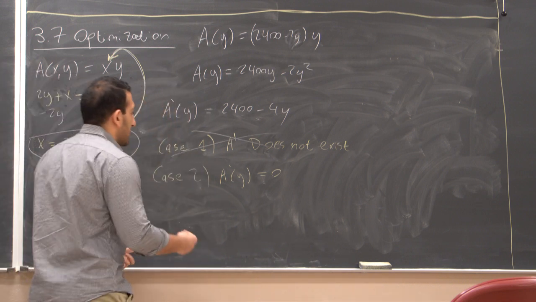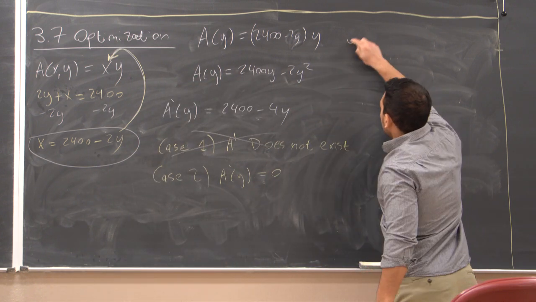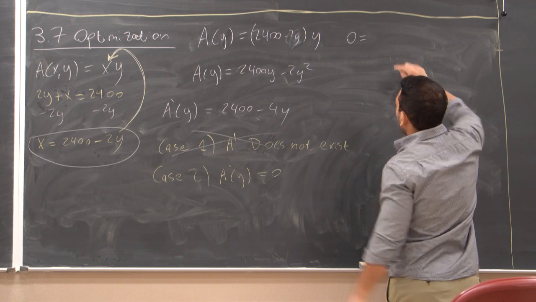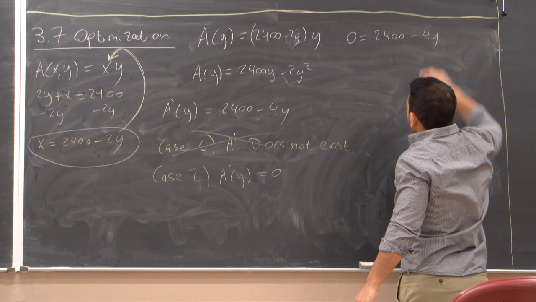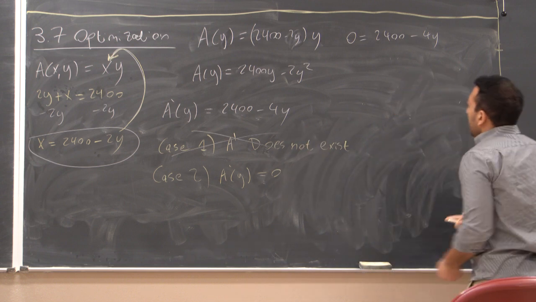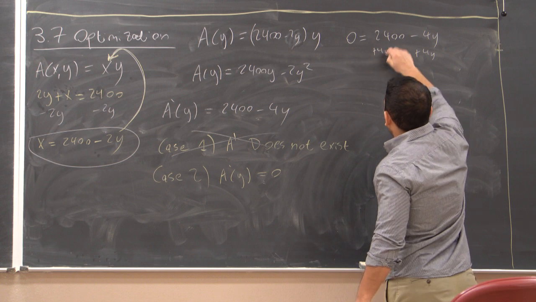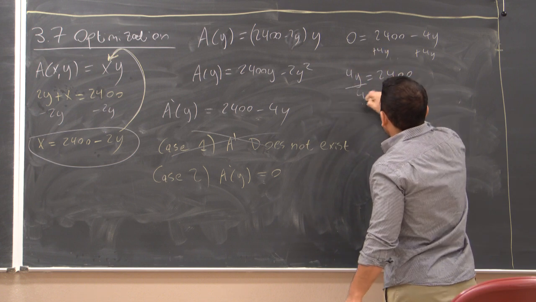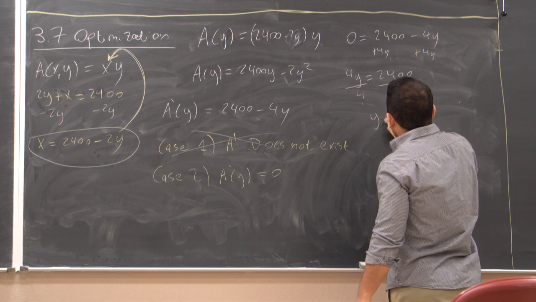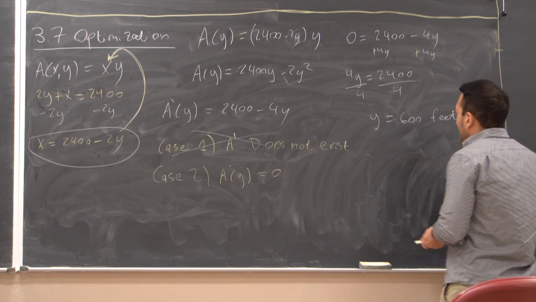And to solve for this, we just set our function equal to 0. So take 0 equals our function, the derivative function, and just solve for y. So you add 4y to both sides, and you get 4y is 2400 divided by 4, and you get that y is 600 feet. Okay?